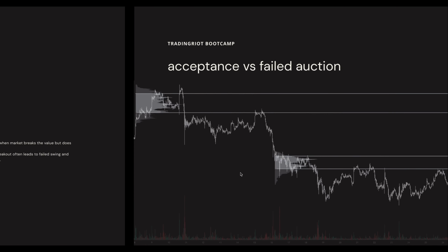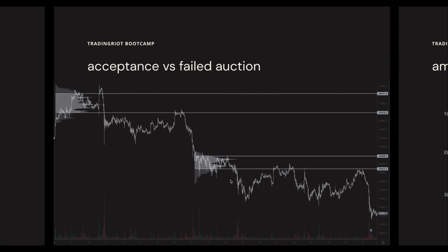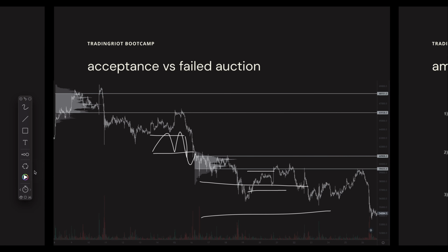Okay, so we have an example here. The market forms the value, trading inside it. You have a pickup in volume above here. It failed to gain acceptance. It will then flush quickly lower and gain acceptance below the value. This is often seen in time.